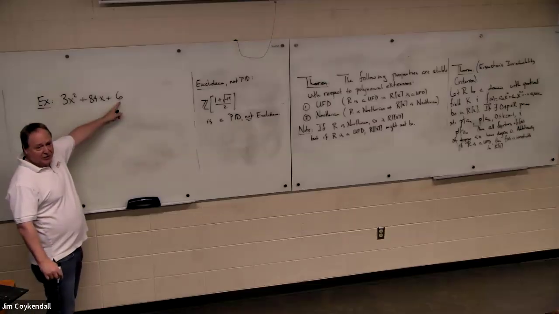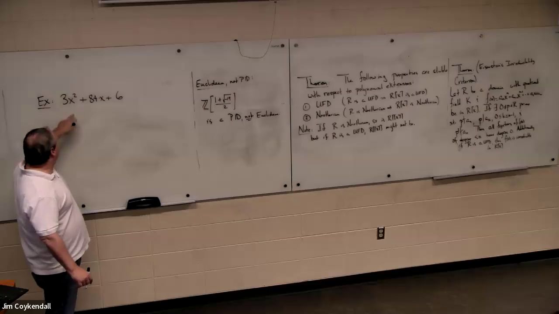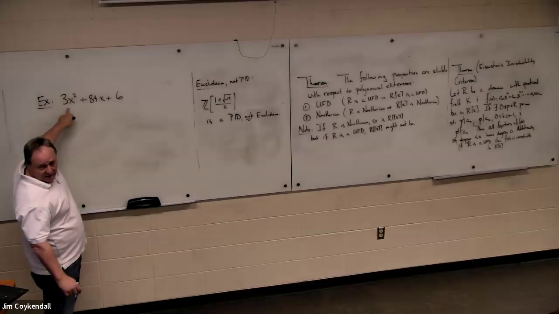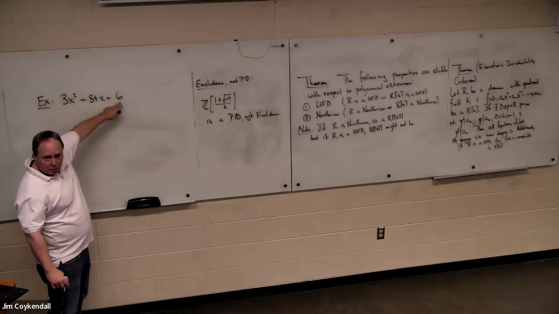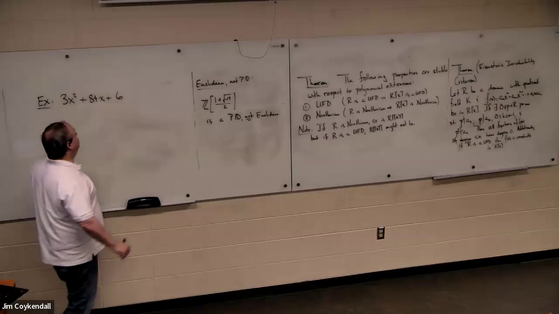Well, let's look at the factors of 6, 3 and 2. So if this is Eisenstein, it can only be for the primes 3 and 2. 3 doesn't work here. But look at 2. 2 doesn't divide 3, right? 2 divides 6, but only to the first power, right? And 2 divides 84, right? So this is 2 Eisenstein.